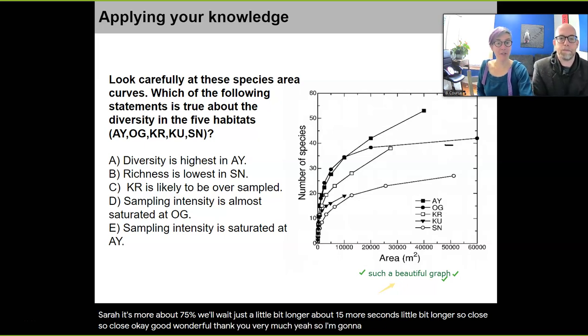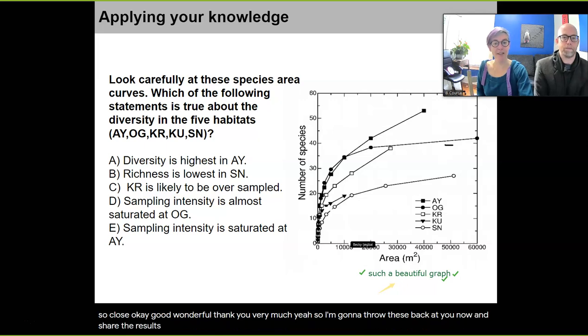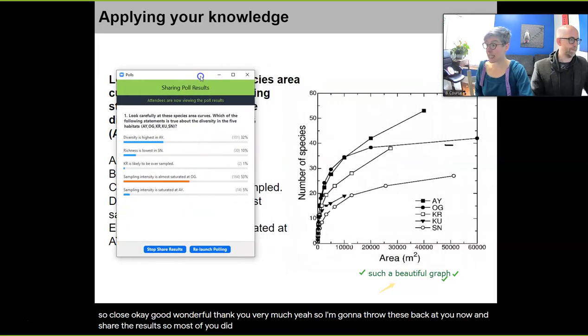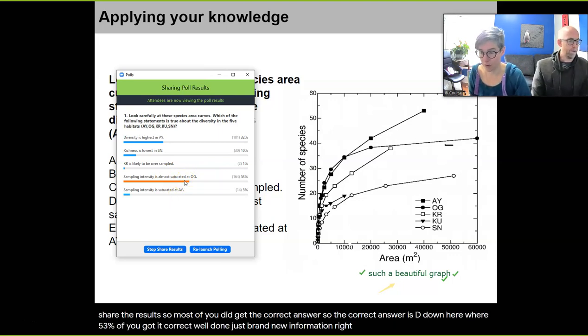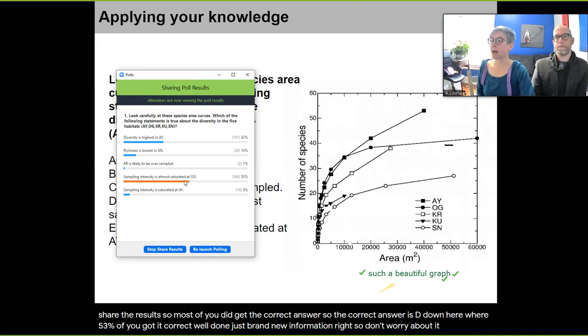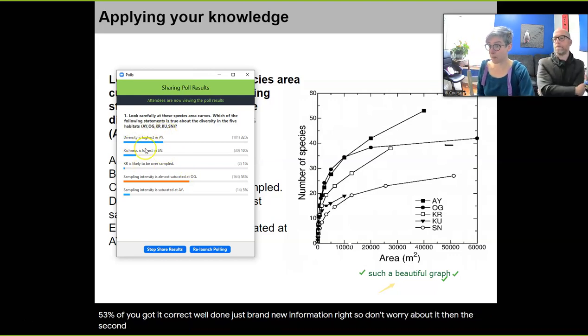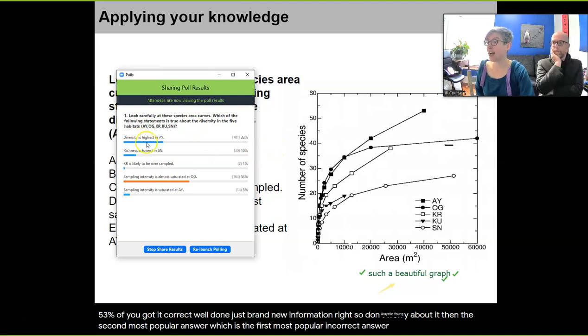So I'm going to throw these back at you now and share the results. Most of you did get the correct answer. The correct answer is D down here, where 53% of you got it correct. Well done. Just brand new information, right? So don't worry about it. The second most popular answer, which is the first most popular incorrect answer, is A.